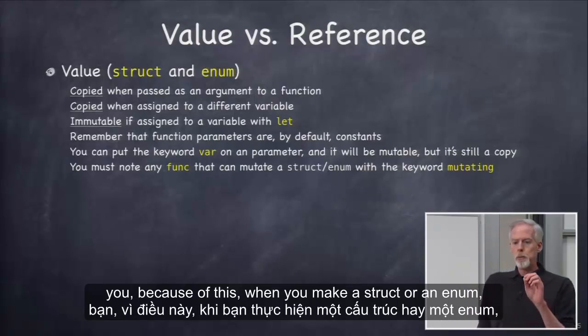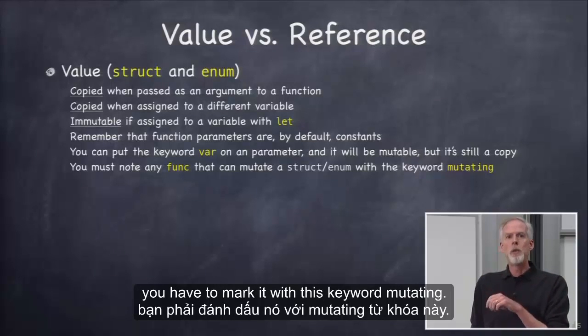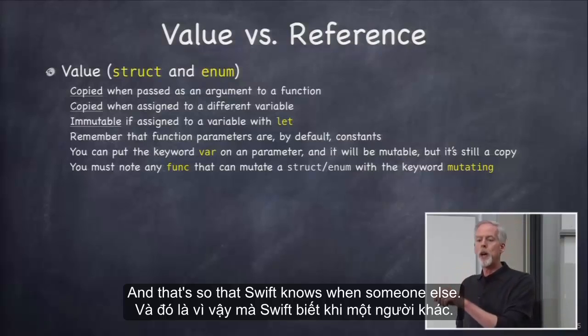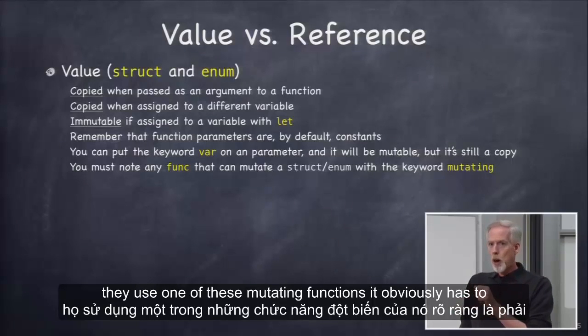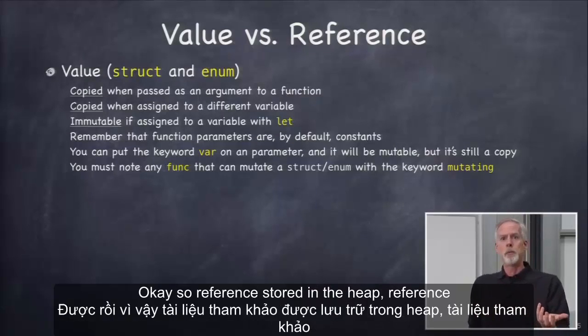Because of this, when you make a struct or an enum and you add a function to it that modifies it, you have to mark it with the keyword mutating. That's so that Swift knows that when someone else uses one of these mutating functions on your enum or struct, it obviously has to be in a var, not in a let type variable, okay?